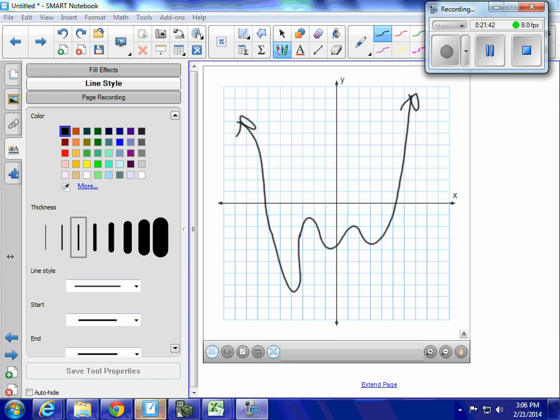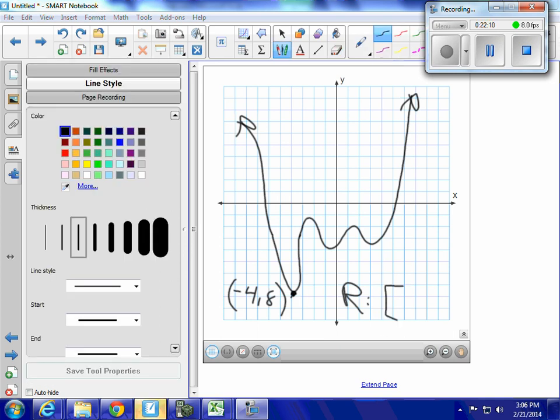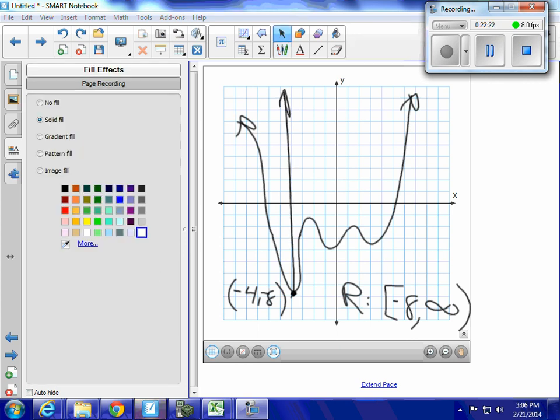My minimum for the whole function is right there. So whatever that point is, I don't know what it is, I'm going to just call it negative 8. The y value of that point there is the minimum that it goes. So my range in this case would be inclusive, not parentheses. My range would be negative 8 to infinity. Lowest y value to highest y value.